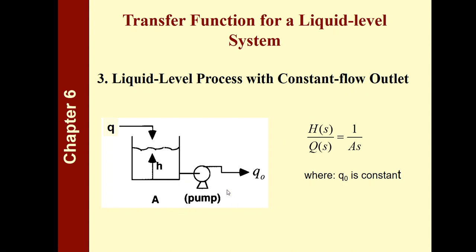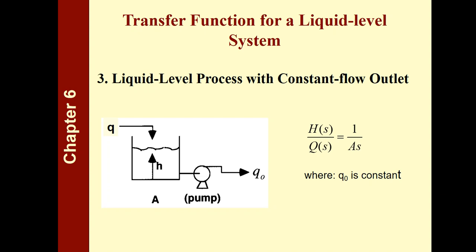So meaning it's fixed because there's a pump that regulates the flow. The transfer function for our liquid level system is simplified in this form, which is 1 over AS. Now your Q sub O in this case is a constant. So this is only limited in cases wherein the flow from the tank is regulated by a pump. Okay, so that's in terms of our liquid level system.